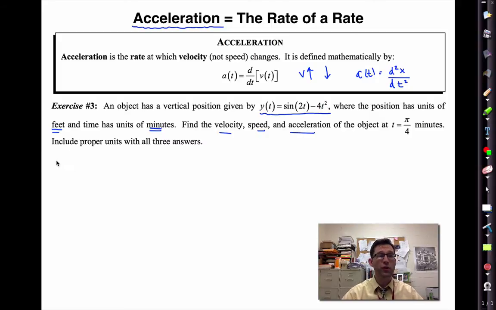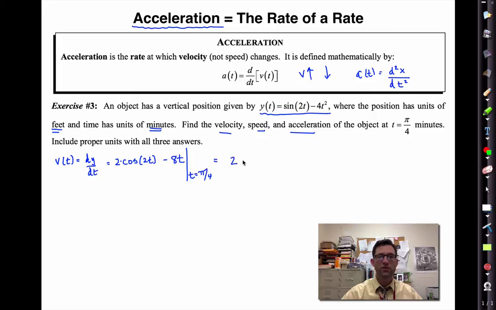Well, first things first, if we're going to get velocity, we have to find the derivative of position. So we have to find dy dt. Sine of 2t, we would find its derivative using the chain rule. It would be cosine 2t, but then it's going to be multiplied by 2. And then, of course, the derivative of 4t squared is no problem. That's 8t. What I'm going to do is figure out what this is at t equals pi over 4.